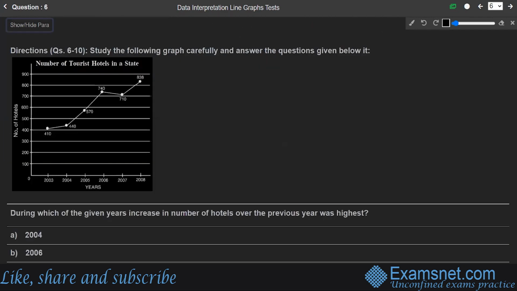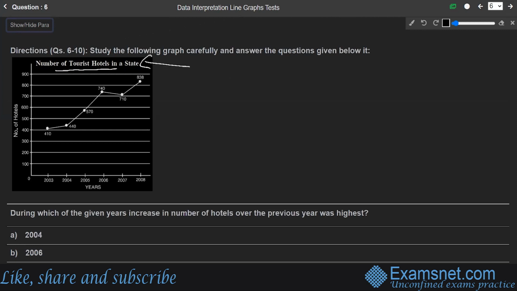Now we have got a different line graph this time, and we are supposed to answer the questions as per this particular line graph. For that, we need to understand the line graph first. So let us understand it. What is given? What is the data all about? The data is saying the number of tourist hotels in a state.